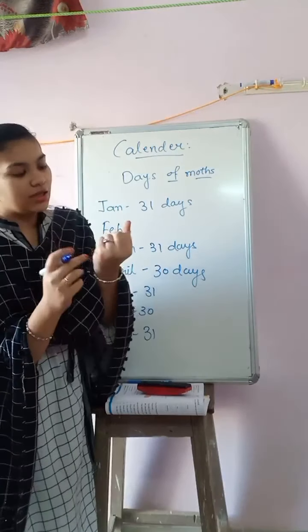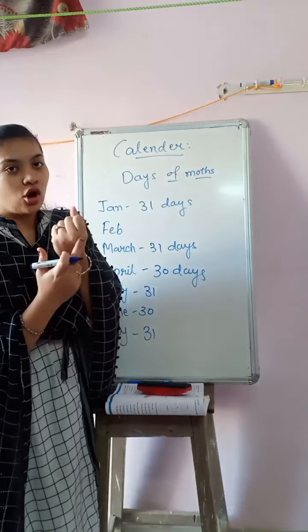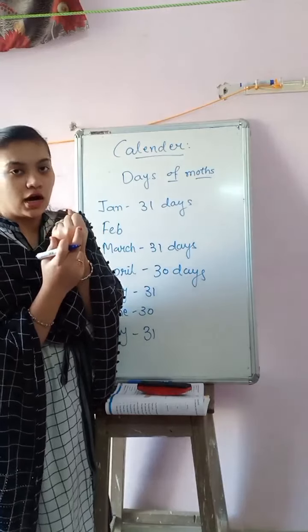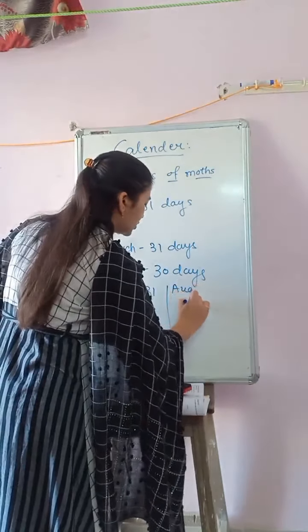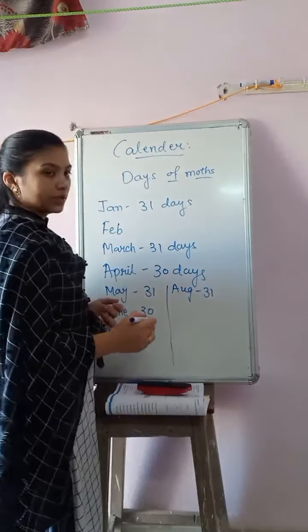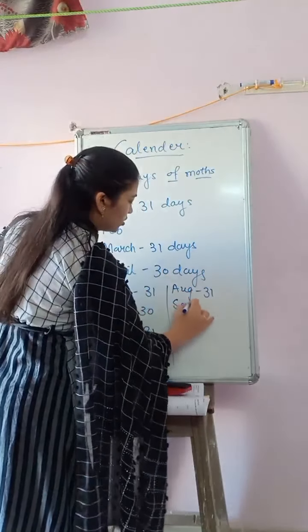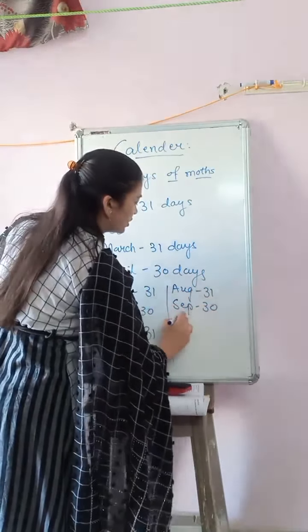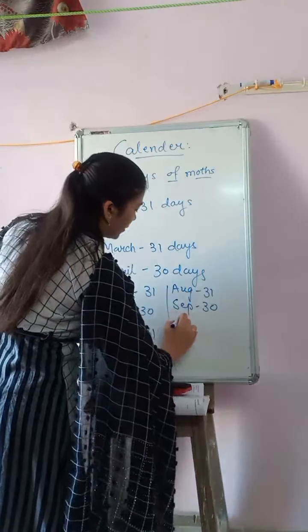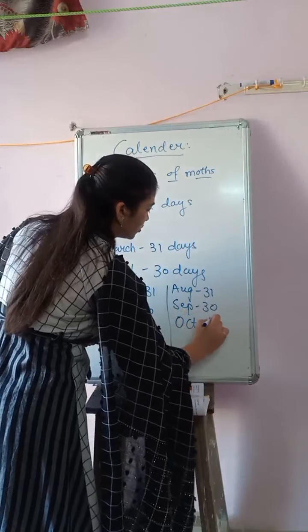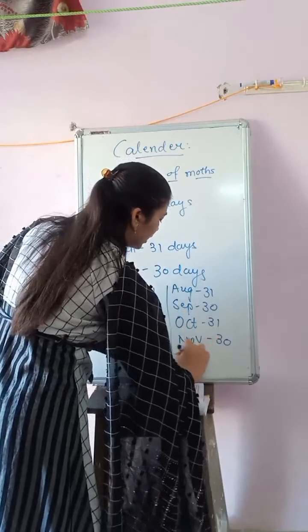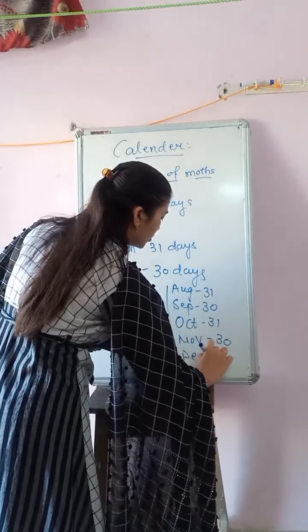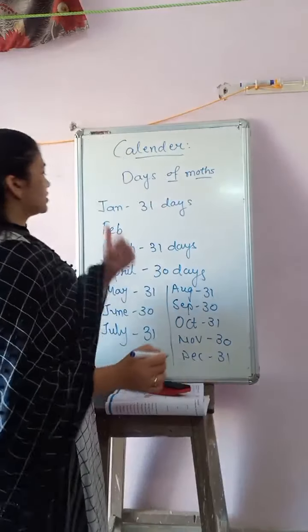Last point. Then we start with the second hand. August is also a hard bone. So August के लिए आप वापिस से 31 days लोगे. September 30, October 31, November 30 and December 31 days. Again start with January.